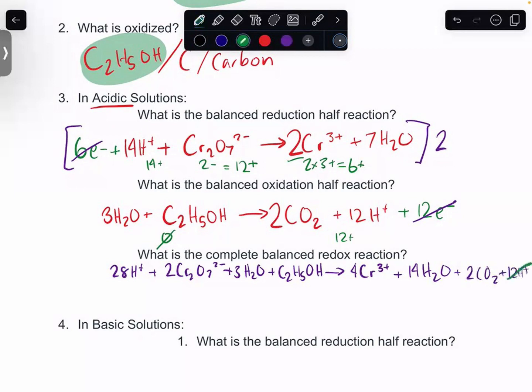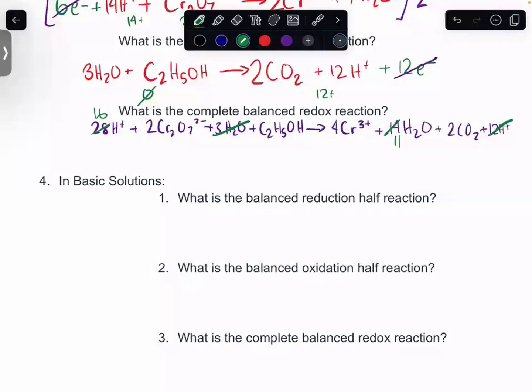So 12 hydrogens on the right combined with 28 on the left, and we end up with 16 hydrogen ions on the left. The 3 waters on the left combined with the 14 on the right, and we end up with 11 waters. And I'm not going to rewrite the whole thing to save time. You don't have to either.